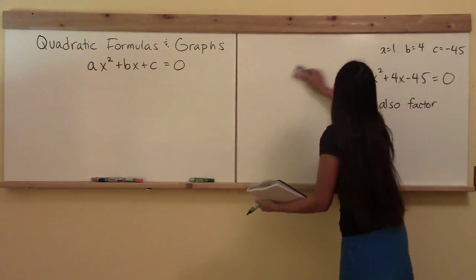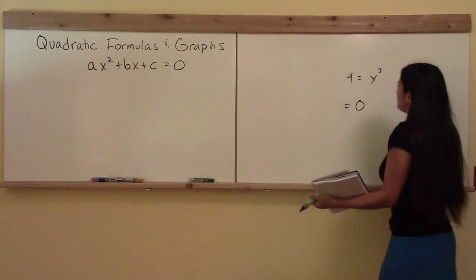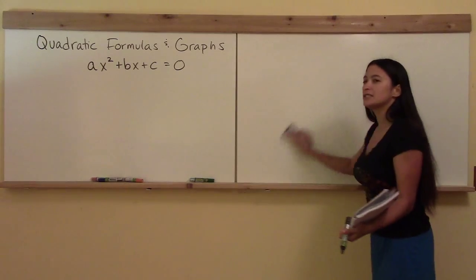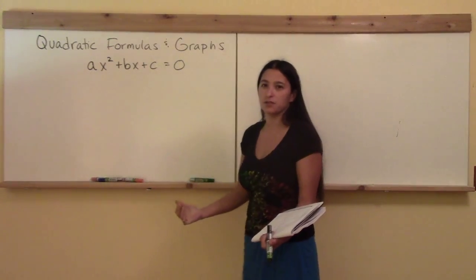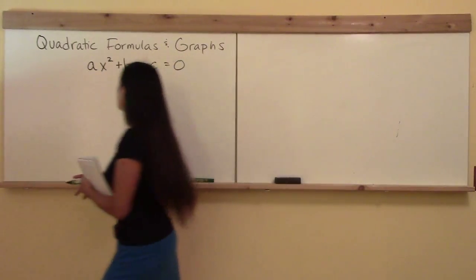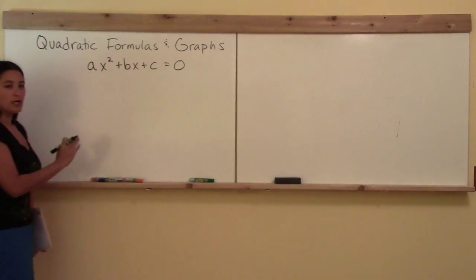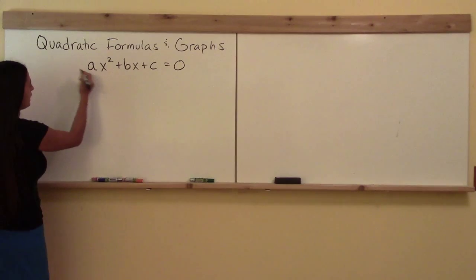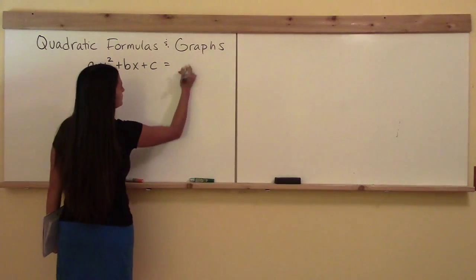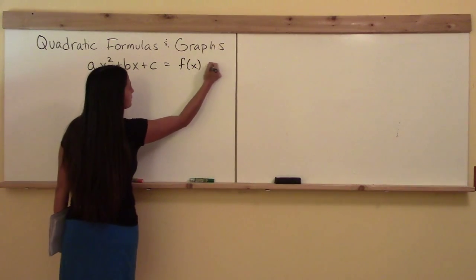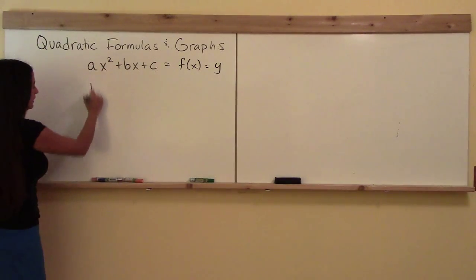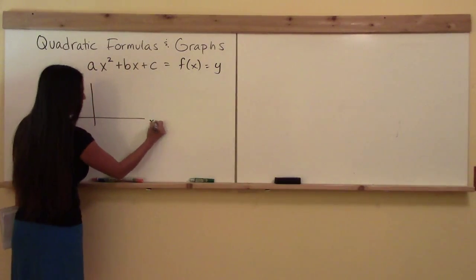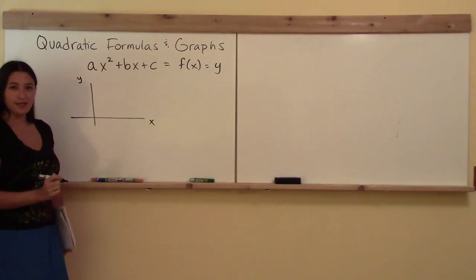Okay, so as I mentioned, you can have at most 2 distinct real-valued solutions. In special cases, you'll get 1 solution. Sometimes you'll get no solutions. What does this really mean? Do you guys know what this would look like if, instead of saying this equal to 0, I called this f of x, or I called it equal to y, and then I graphed it in the xy plane? You know what it looks like?